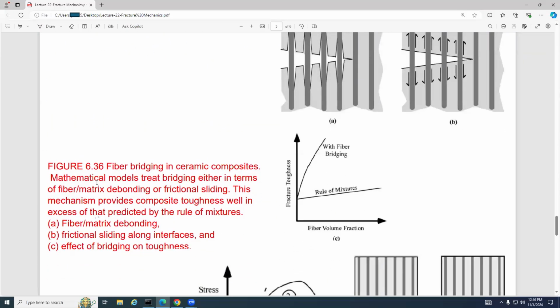This mechanism provides composite toughness well in excess of that predicted by the rule of mixtures. And you know the rule of mixtures, right? If you mix several different things together, the total mechanical properties of the mixture depend upon the individual mechanical properties and the fraction of each of them. So you can see fiber-matrix debonding, frictional sliding along the interface, along with the effect of bridging on the toughness.